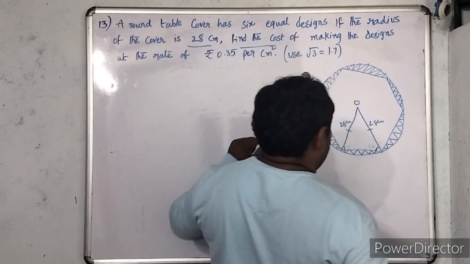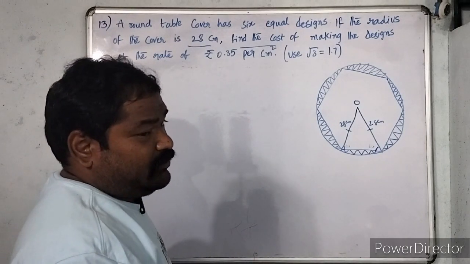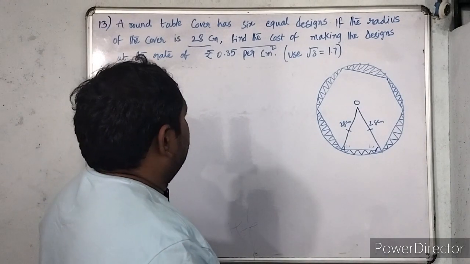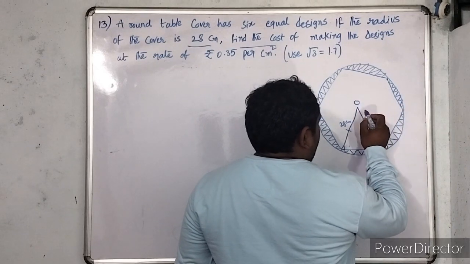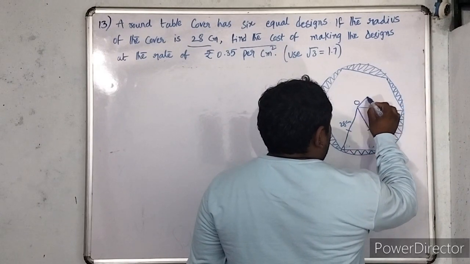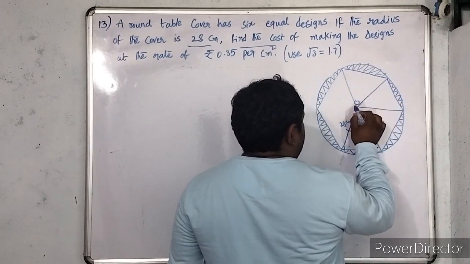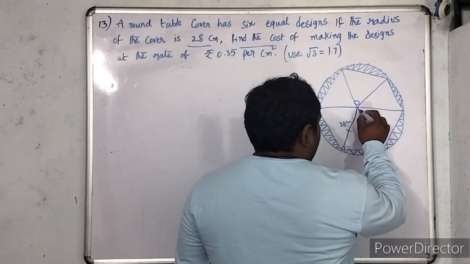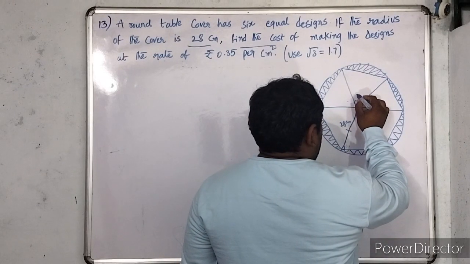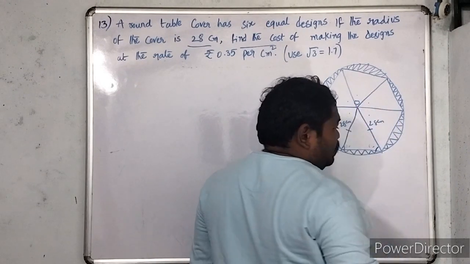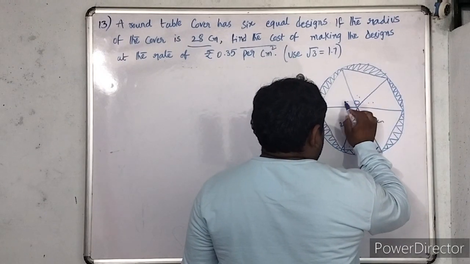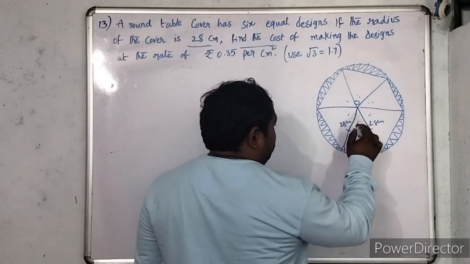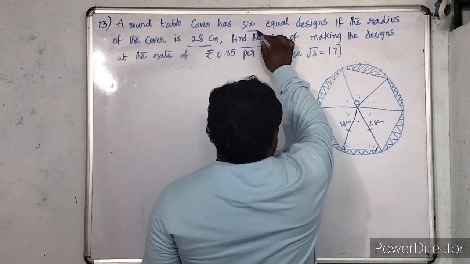Angle is... okay. Now it is equal sectors. They have given equal designs. Equal designs means there are how many sectors? 1, 2, 3, 4, 5, 1, 2, 3, 4, 5, 6. 6 designs. They are given equal 6 designs.